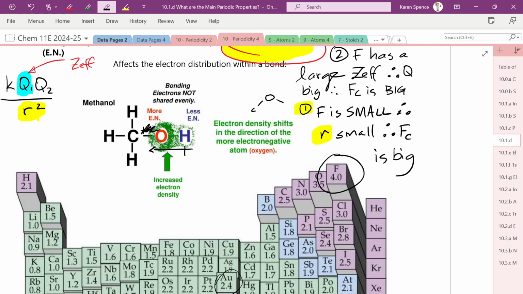Yes? And as we go from left to right across the periodic table, Zeff gets bigger. So the Coulombic attraction gets bigger. So the electronegativity gets bigger. As we go across the periodic table, the atom gets smaller. So the radius gets smaller. So the Coulombic attraction gets bigger. And so the electronegativity gets bigger, because all of the periodic properties come back to Coulombic attraction. The bigger the Coulombic attraction, the more extreme the property.